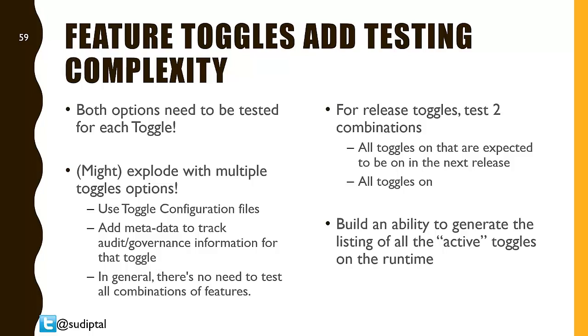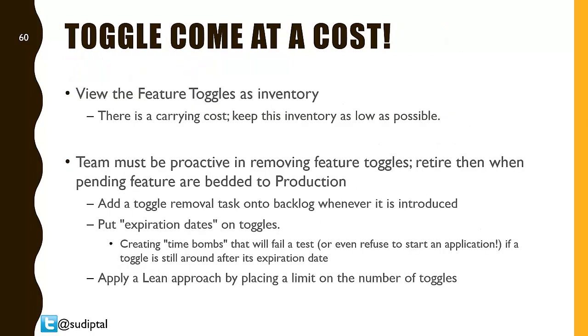And toggles do come at a cost, because at the end of the day, they are meant to serve a particular purpose. When the purpose is served, they need to be removed. Correct? So if you're having release toggles, you need to make sure that I give it a shelf life, and once I cross that shelf life, the toggle is specifically removed.